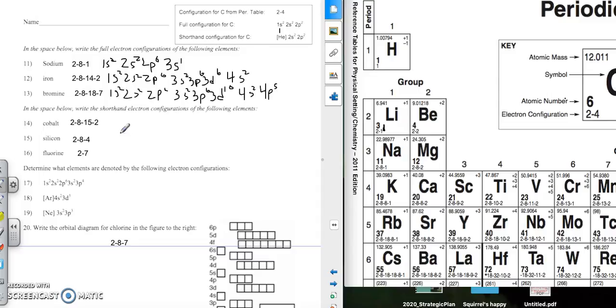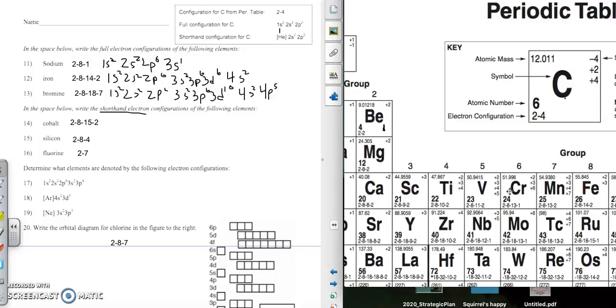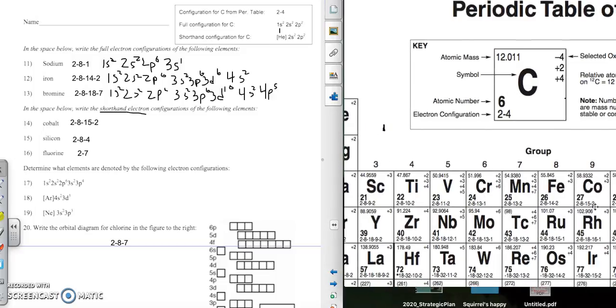All right, so now what we're going to do is, in the space below, write the shorthand electron configurations of the following elements. So here, what we're talking about right here, this is the shortest electron configuration that you can get. These numbers are coming just directly from the periodic table, just like these numbers did up here, right? So if we go back and take a look at cobalt, we're going to see cobalt is 2, 8, 15, 2. So that's why I wrote 2, 8, 15, 2 here.